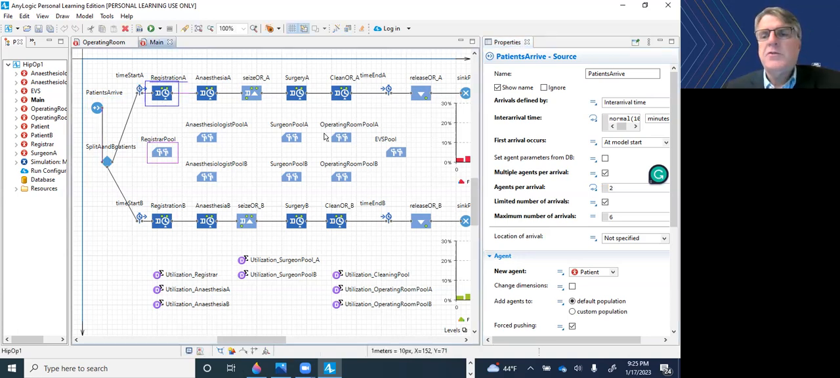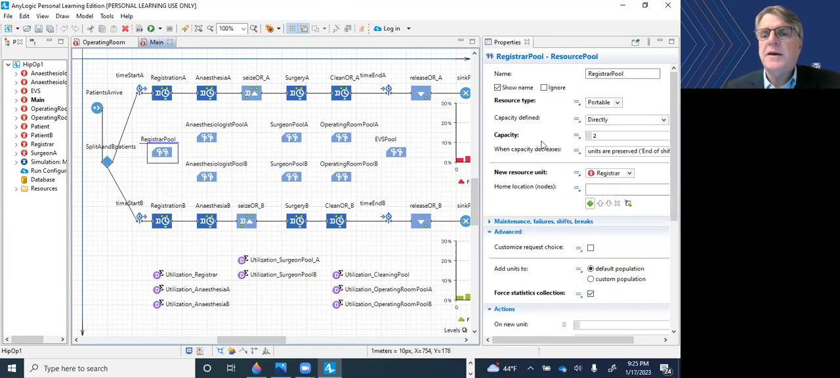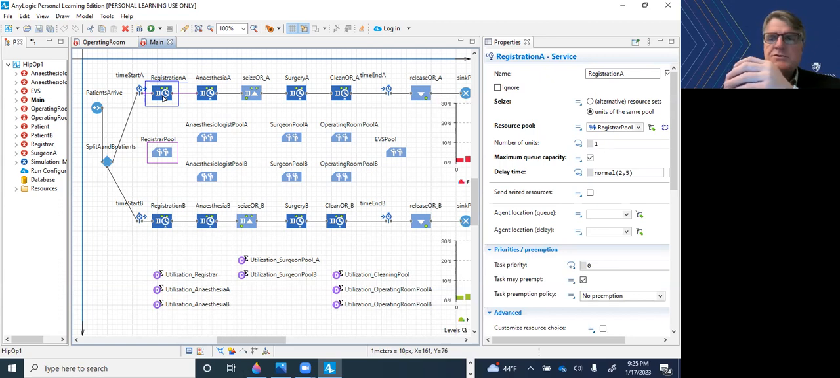You get registered by one of the registrars. There's a registrar pool here, and there are two registrars, and they serve both OR streams, meaning all four ORs. So any patient that comes in either stream A or stream B is registered by one of these two registrars. So you line up, you wait for your registrar, all the paperwork and whatever else is needed is done, and then the registrar is released, and that person then can go and serve either somebody else that's waiting in the A stream or in the B stream. And there's two registrars. So the registrars are already pooled.